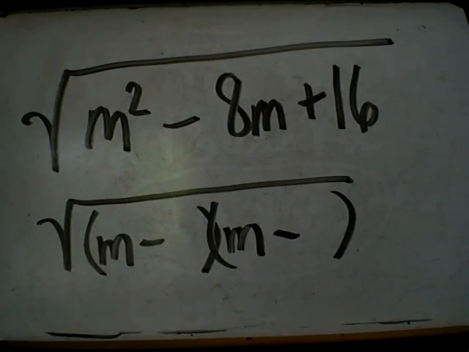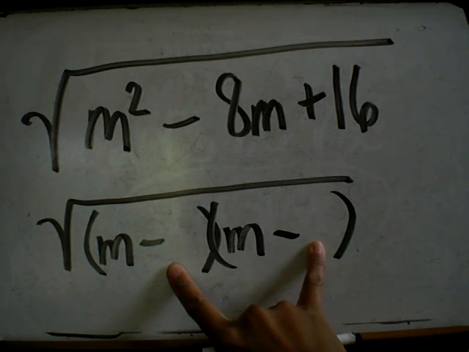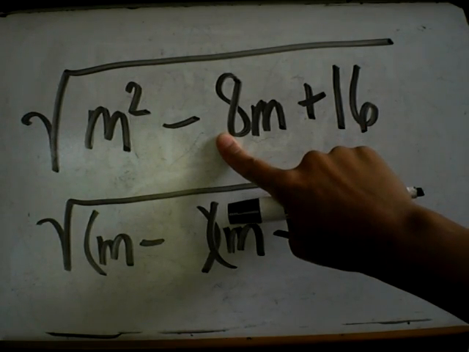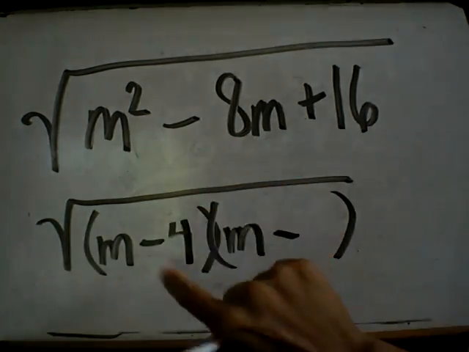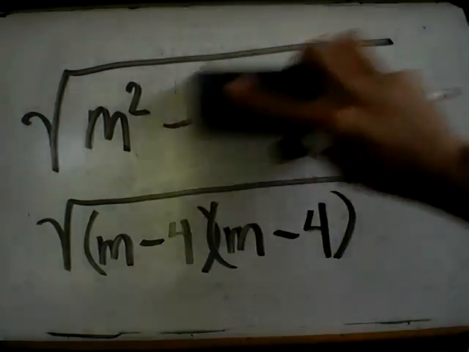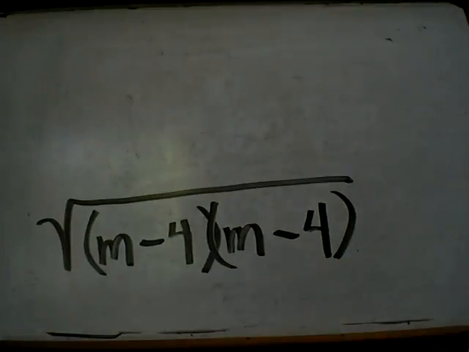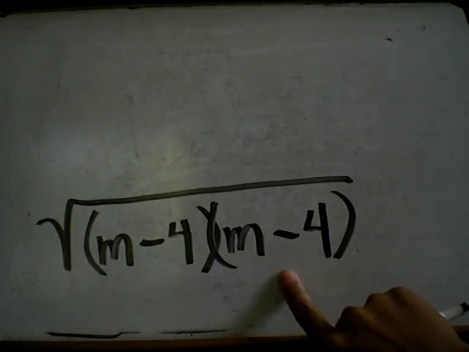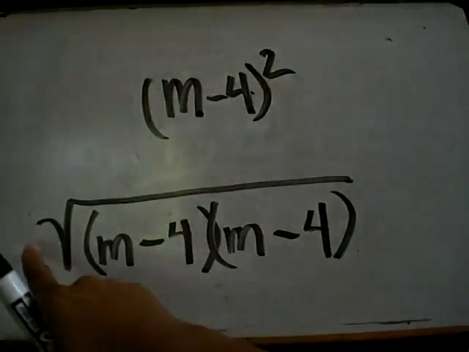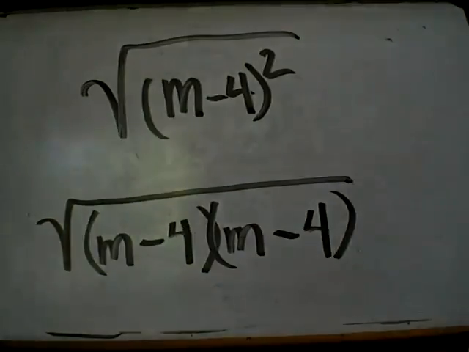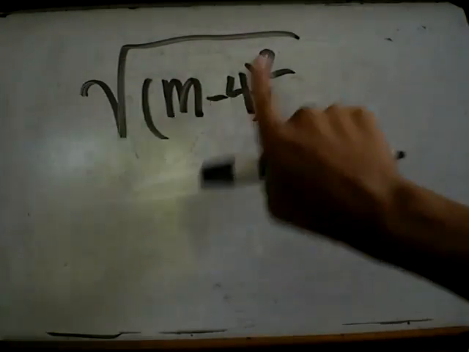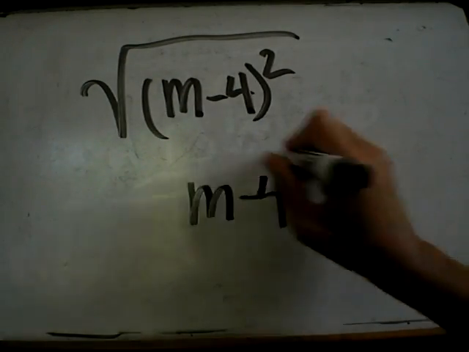Okay, so we have to find two integers. When we multiply them, we get 16, but if we add them, we get -8. Okay, so in this case, it would be -4, -4. Okay, now we want to find the square root of that. Well, when you look at this, m minus 4 times m minus 4, that really is just m minus 4 to the second power. Okay, so we want to find the square root of that. And since we have that 2 as an exponent, we know that the square root of this really is just m minus 4.